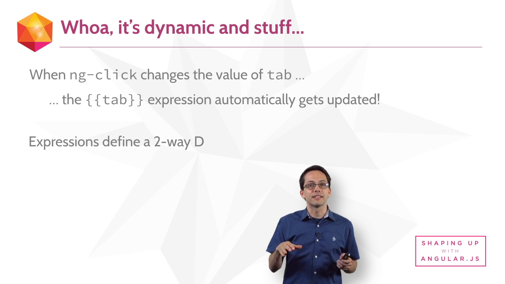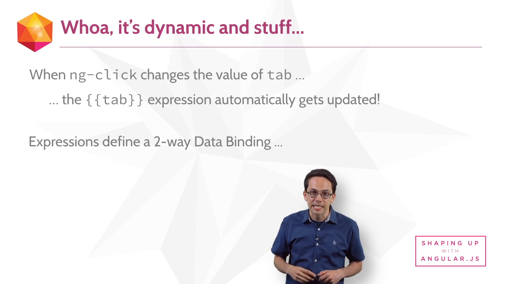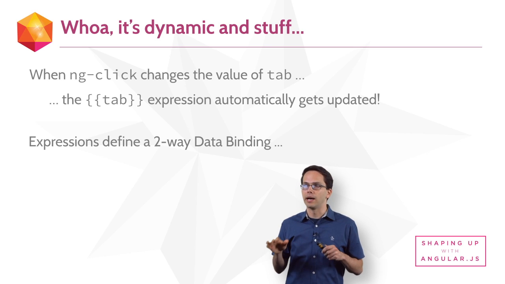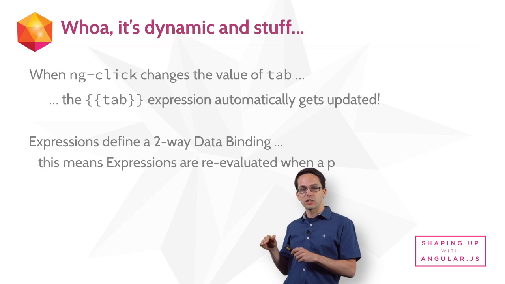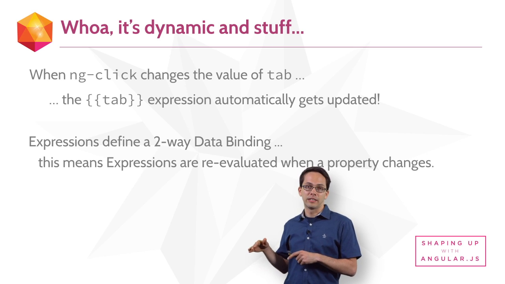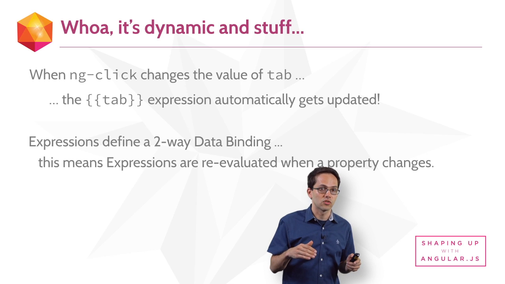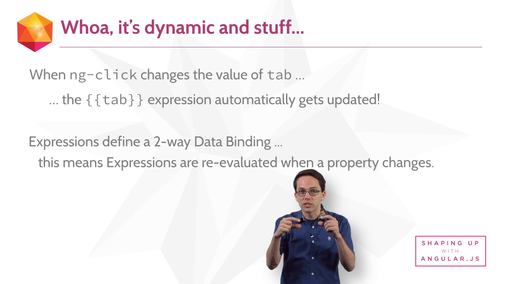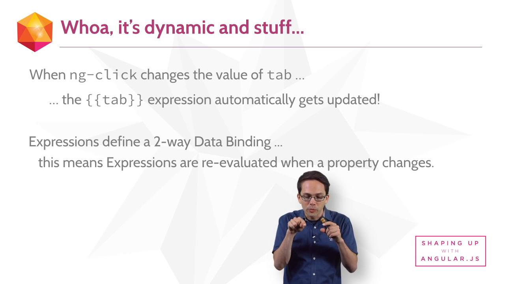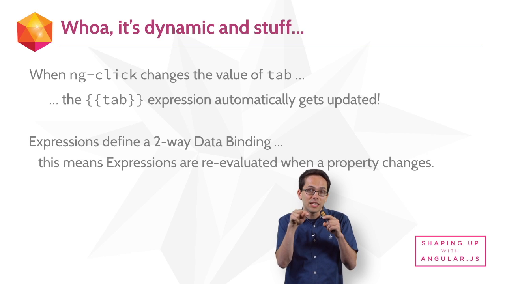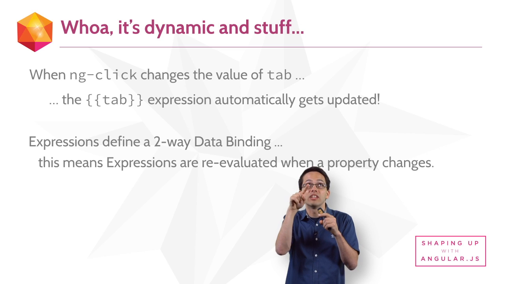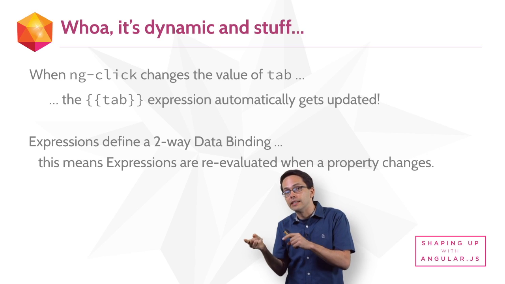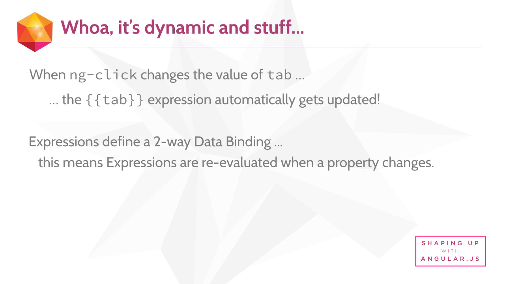See, expressions like this define a two-way data binding. This means that expressions are reevaluated when the property changes. So that expression is keeping an eye out for when the value of tab changes, and if it does get changed, it gets updated in the web page.